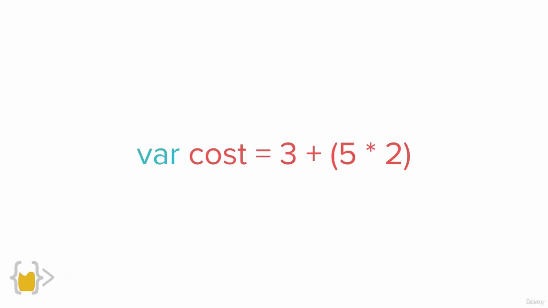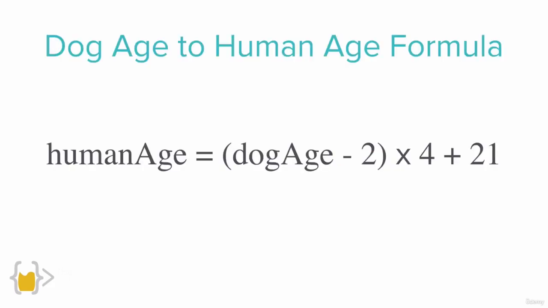This makes it abundantly clear what is going to happen first and what is going to be the outcome of this expression. All right, so now it's time to use what you've learned and complete a challenge. I want you to create a dog age to human age converter. So how old would your dog be if it was a human? And this is the formula that you're going to use. And this formula is completely valid from a mathematical perspective. So you're going to subtract 2 from the dog age first, then multiply 4, then add 21.